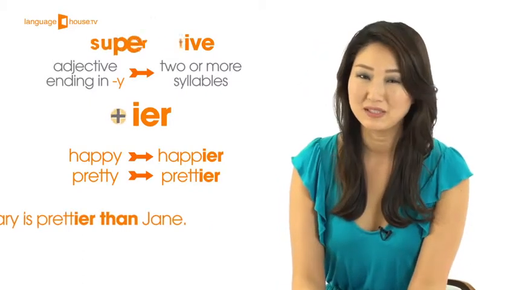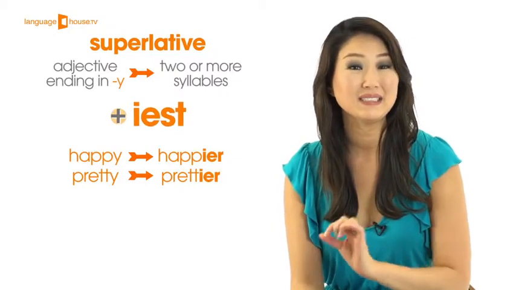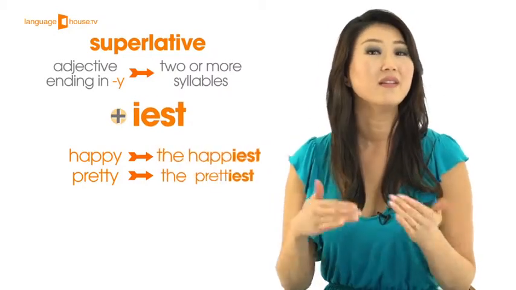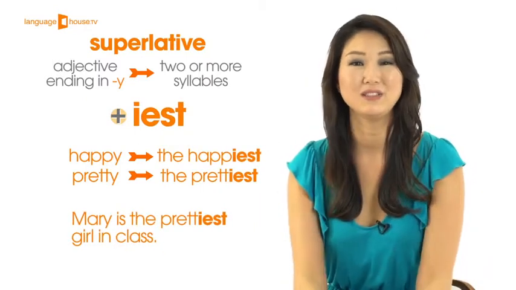To form the superlative, we remove the Y and add IEST. Happy, the happiest. Mary is the prettiest girl in class.